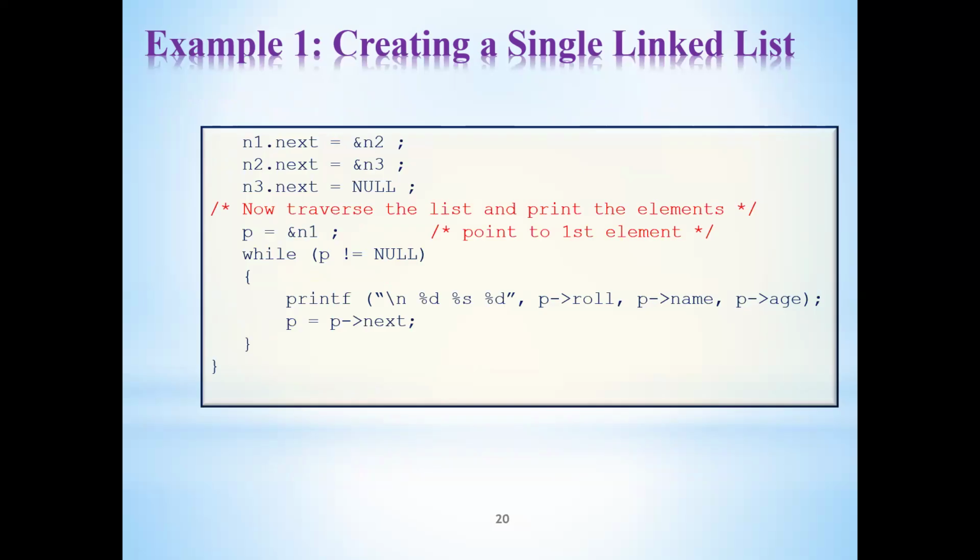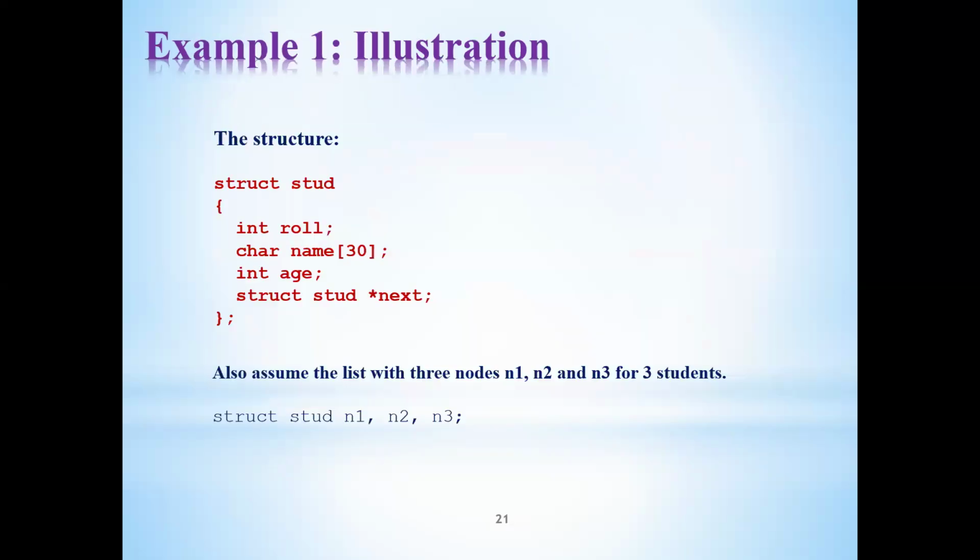Once everything is done, we can traverse the entire list. n1 is the first node, and p is another pointer variable. In p, we store the address of the first node n1. Then we print the values available in p: roll, name, age, and we traverse further with p equal to p next. Now p moves to the second node so that we can print values in all three nodes.